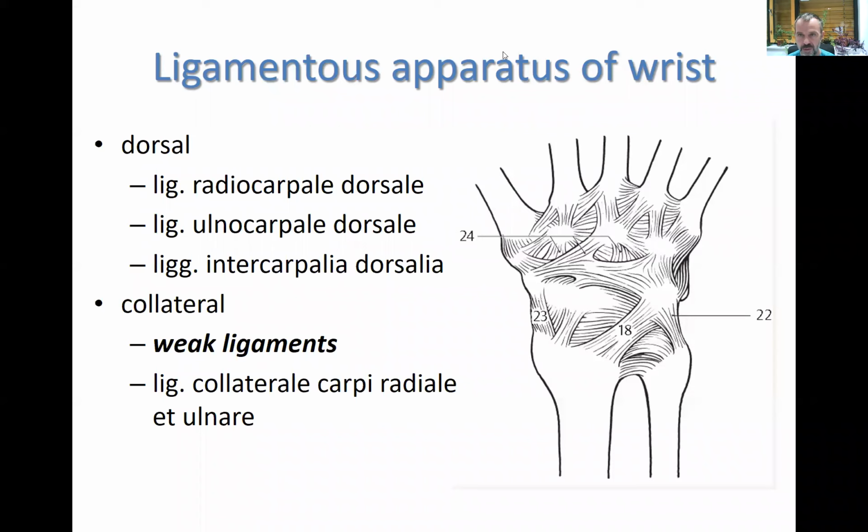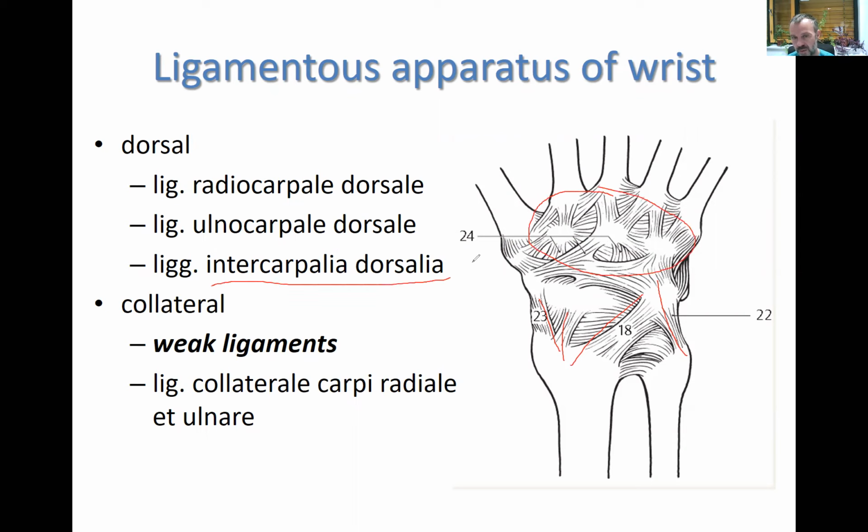If you look dorsally, we also have some ligaments. Again, Radial Carpal and Ulnar Carpal, Ulnar Carpal dorsal and Radial Carpal dorsal, consisting of other smaller ligaments, whose names are not so important. And then this is an area of dorsal intercarpal ligaments. As I said, the collateral ligaments are very weak.